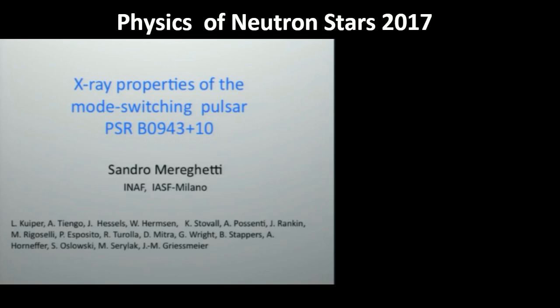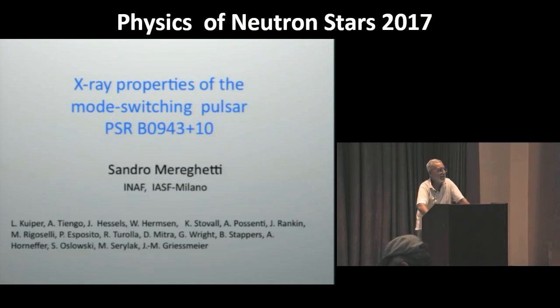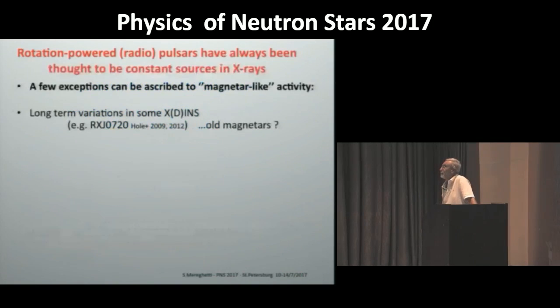I started into X-ray astronomy in the mid 80s, and I grew up with the idea that rotation-powered pulsars are basically the only steady, non-variable sources in the very variable X-ray sky. And I've been with this belief until recently, actually. But I will show you that things are changing.